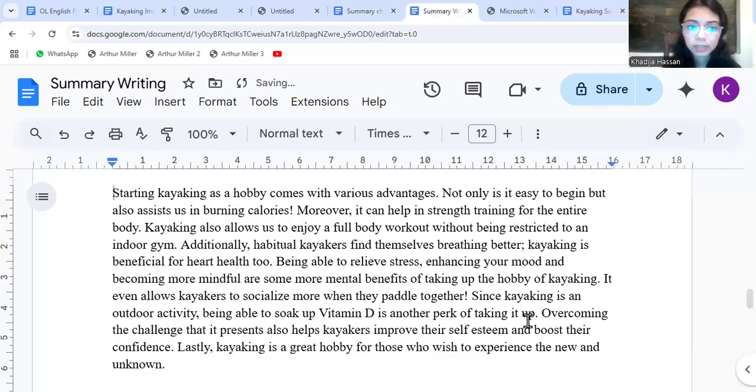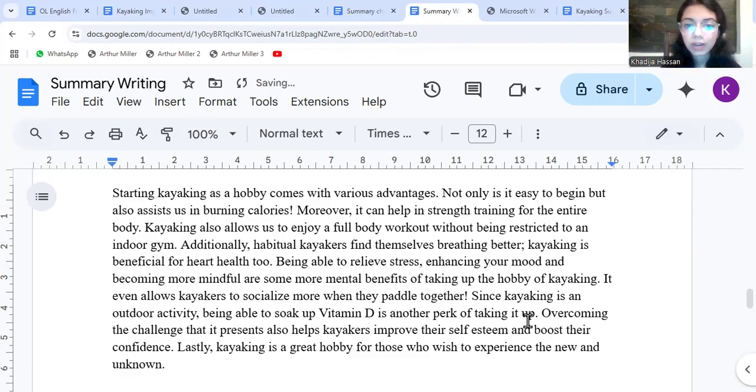Not only is it easy to begin, but also assists us in burning calories. So you can see that I have adjusted 2 points into one sentence. So easy to begin, assists in burning calories. Moreover, transitional device, it can help in strength training for the entire body. Kayaking also allows us to enjoy a full body workout without being restricted to an indoor gym. So I haven't really written confines of a sweaty gym, right? Just use your own words as much as possible.